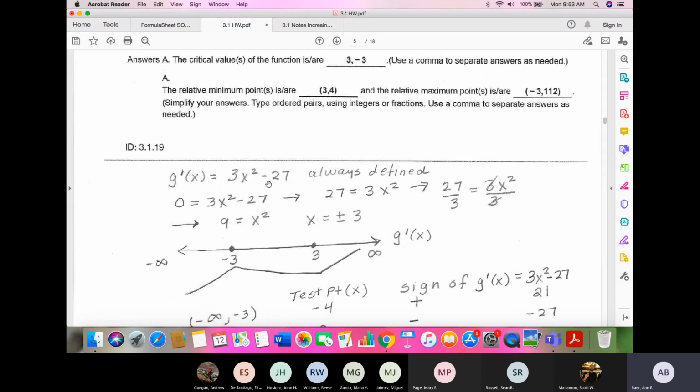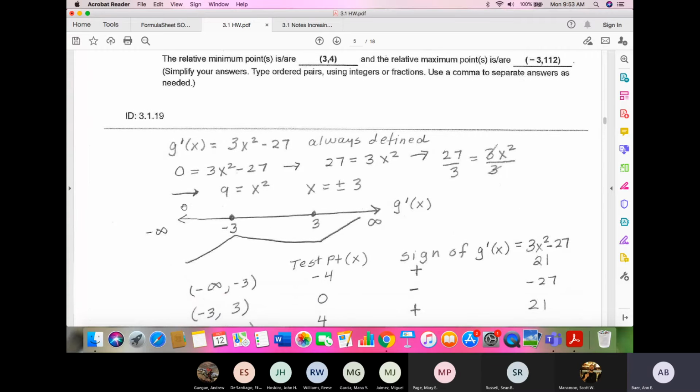So now we want to find their critical numbers. Since it's always defined, we do not have to consider where the function is undefined. That's another issue that we might have to consider down the road. So since it's always defined, all I have to do is set the derivative equal to 0. So we're going to take this out, put in 0, and get 3x squared minus 27 is equal to 0.